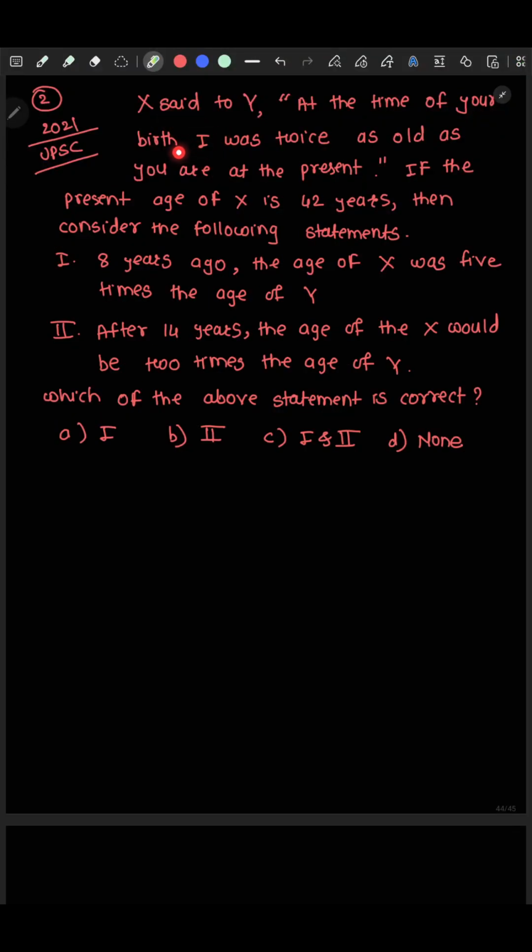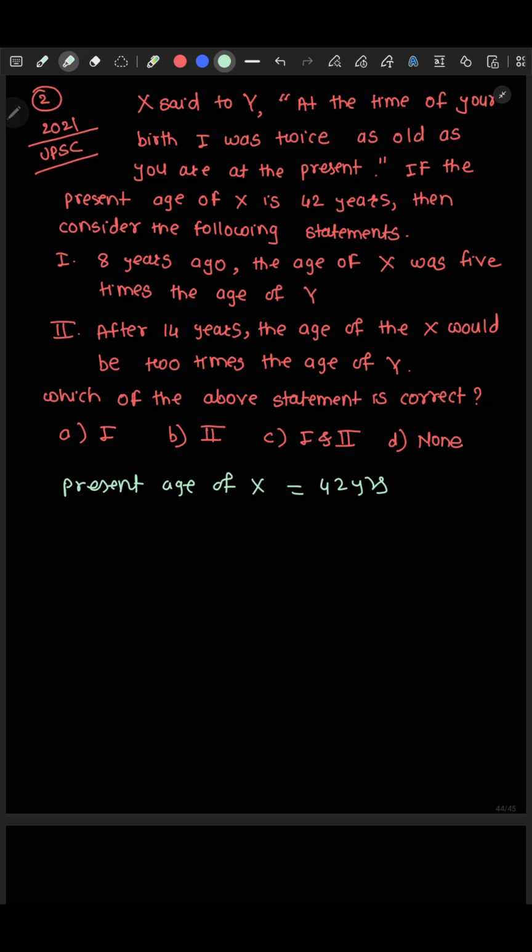Now let's look at the second example. This is from the 2021 UPSC examination. Let's understand the problem first. X said to Y, at the time of your birth, I was twice as old as you are at present. If the present age of X is 42 years, then consider the following statements.